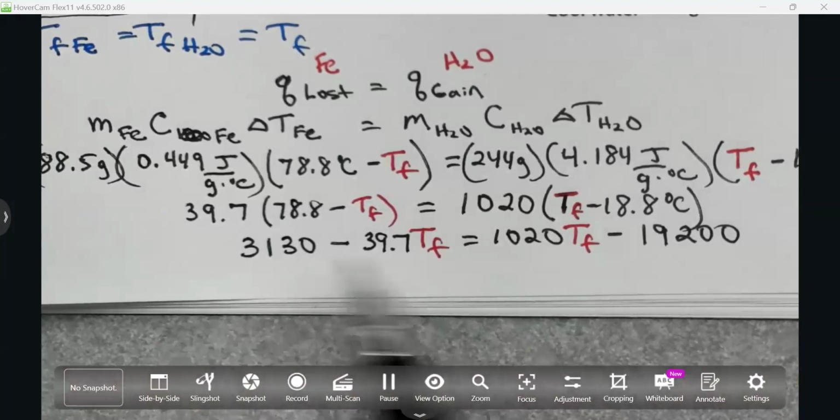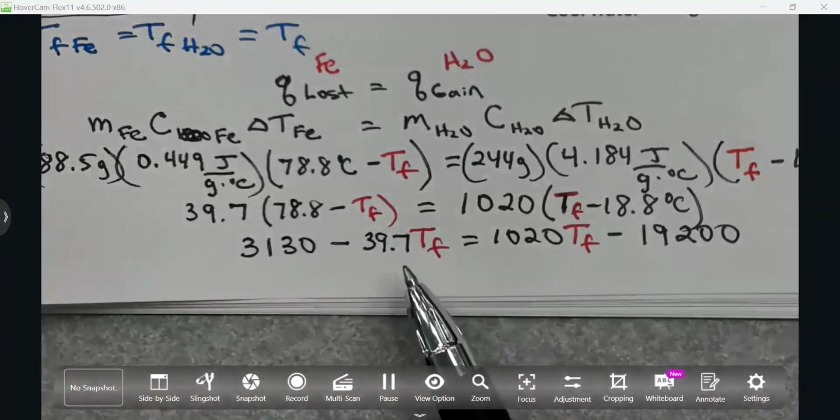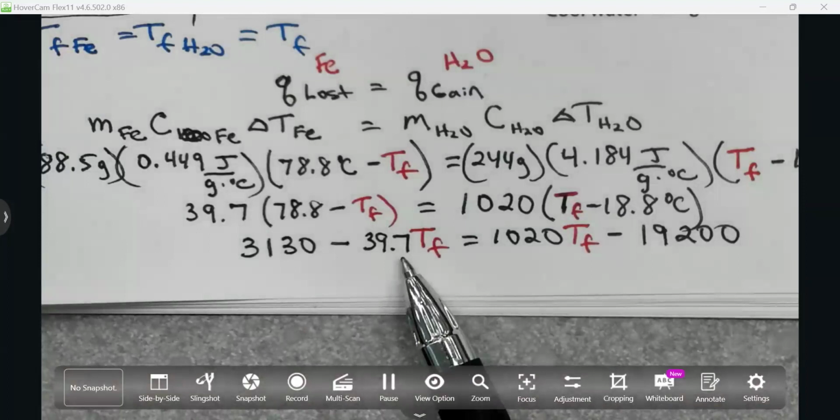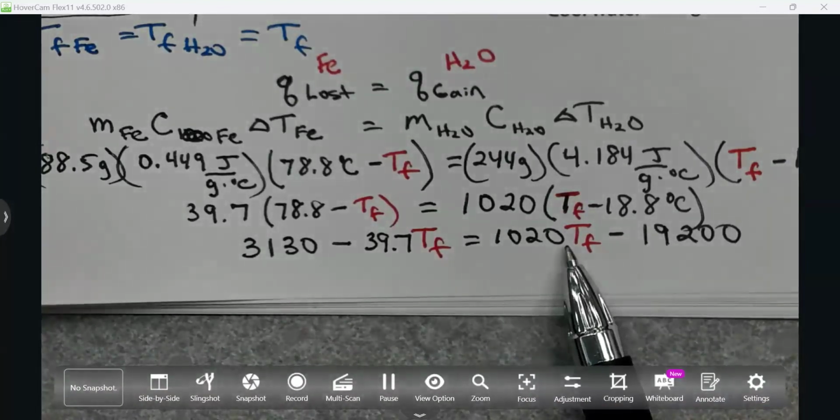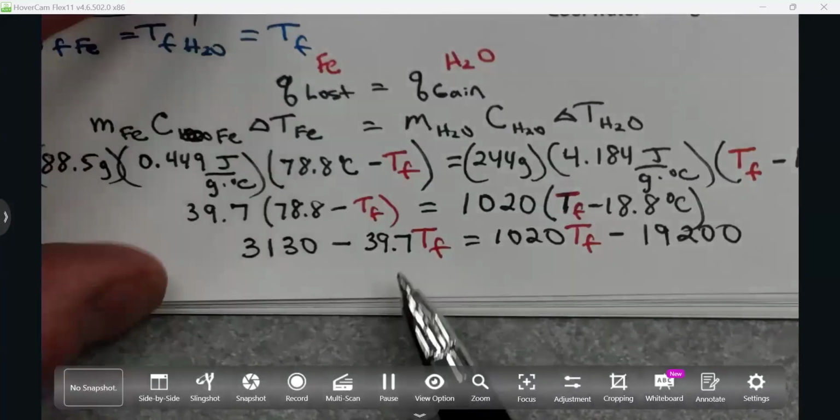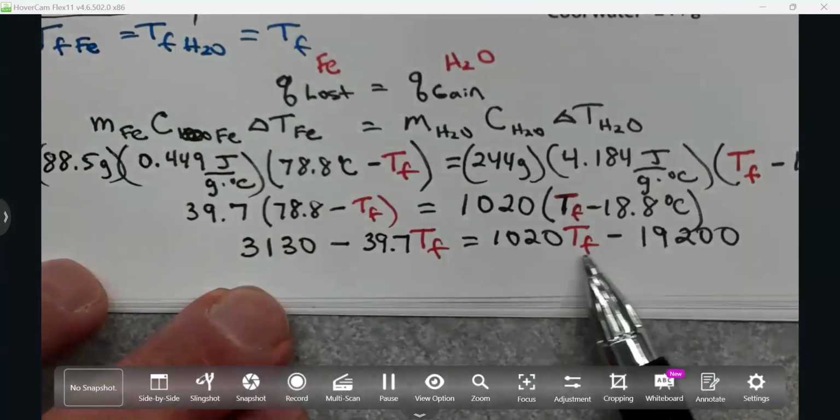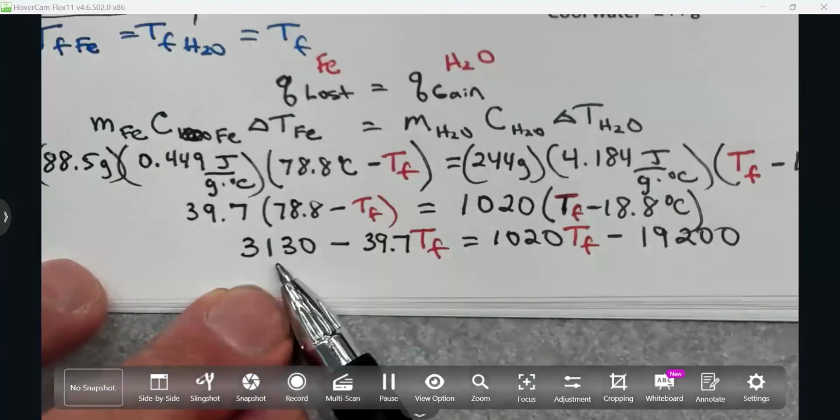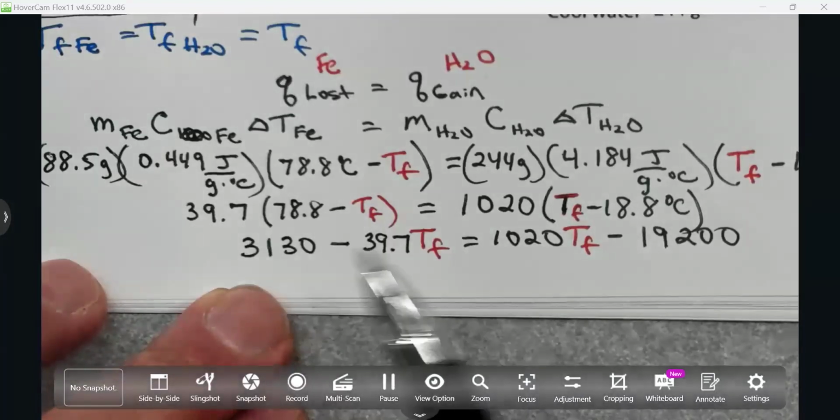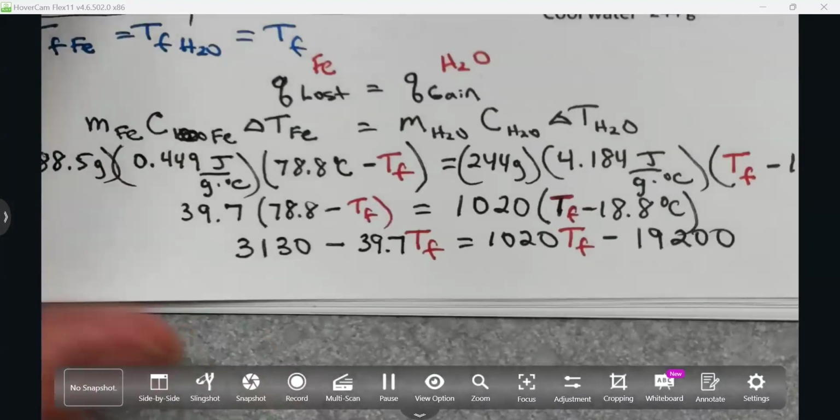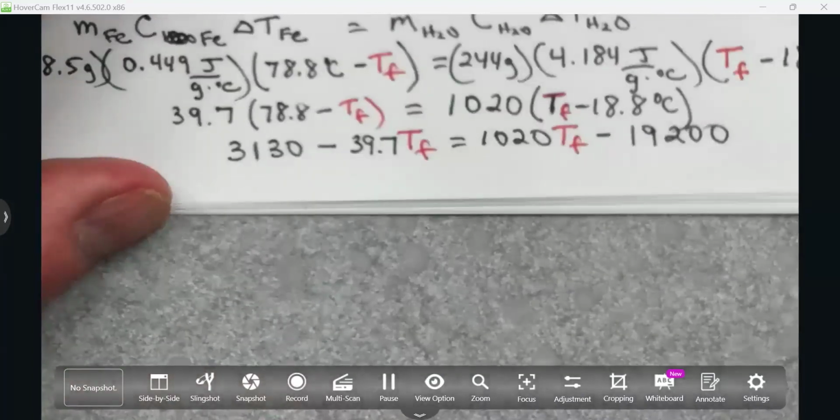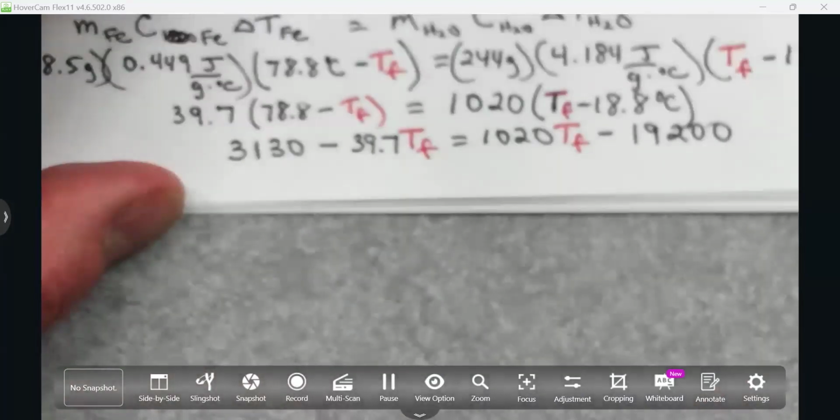I would just keep all my numbers in my calculator as I'm going, but I'm kind of doing sig figs as I go. Okay. What am I going to do? I'm going to add 39.7 T final to both sides. So essentially, I'm going to move this across the equal sign and make it positive. Change the signs if you cross the equal sign. Cheers, math. Where are those math teachers? Show them how to do real math here.